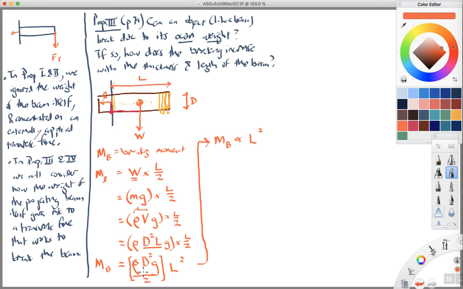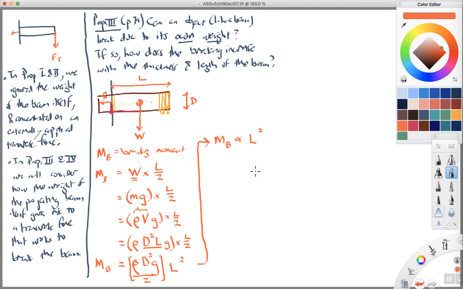Okay, all this other stuff is going to stay constant, and as you increase the length, we see if you double the length of the beam, the breaking moment goes up by a factor of 4, because 2 squared is 4. If you triple the length of the beam, 3 squared is 9, you'll increase the breaking moment by a factor of 9. So there's not a linear dependence of the breaking moment on the length. There's a power law dependence. It goes as the square of the length.